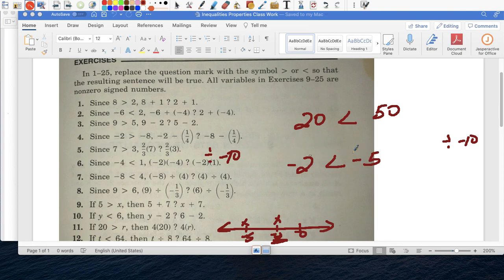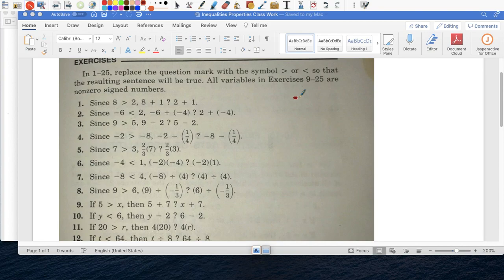So when you divide both sides by a negative number, the order of the inequality doesn't stay the same. In order to make the adjustment, you have to reverse the inequality sign. Okay, and that's what these problems talk about. So we're doing the even numbers.